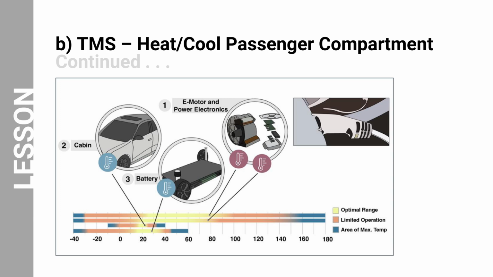Number 2 is the cabin. This also needs to be kept at a comfortable temperature. The heating system can be used to heat the cabin, and the cooling system can be used to cool the cabin. Number 3 indicates the battery.